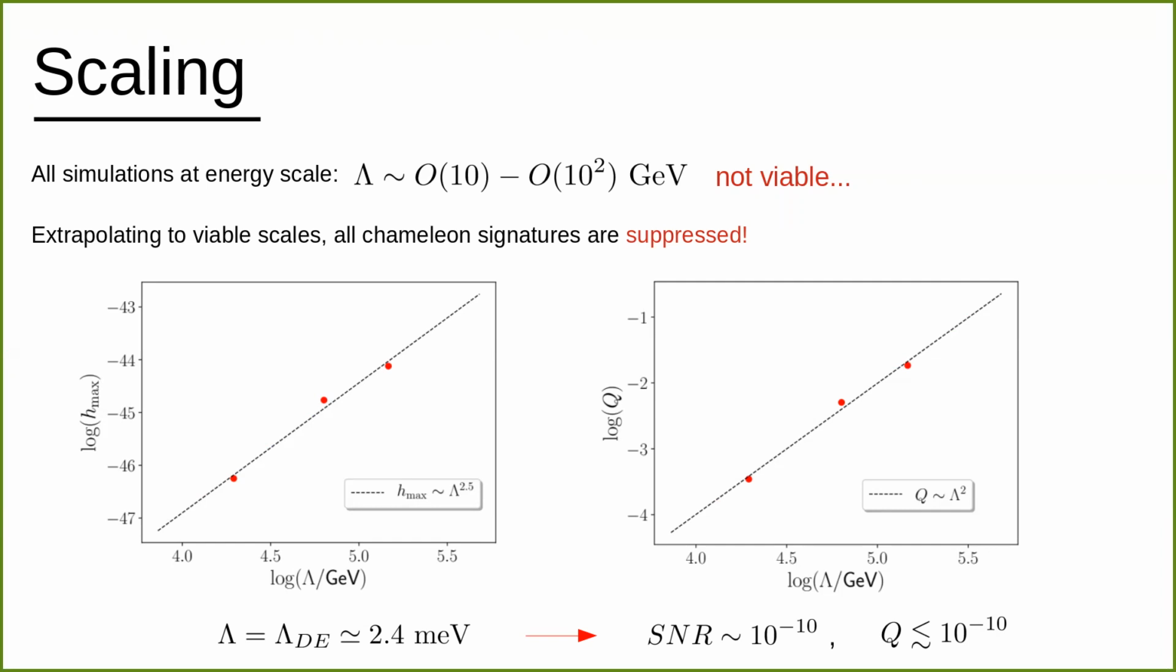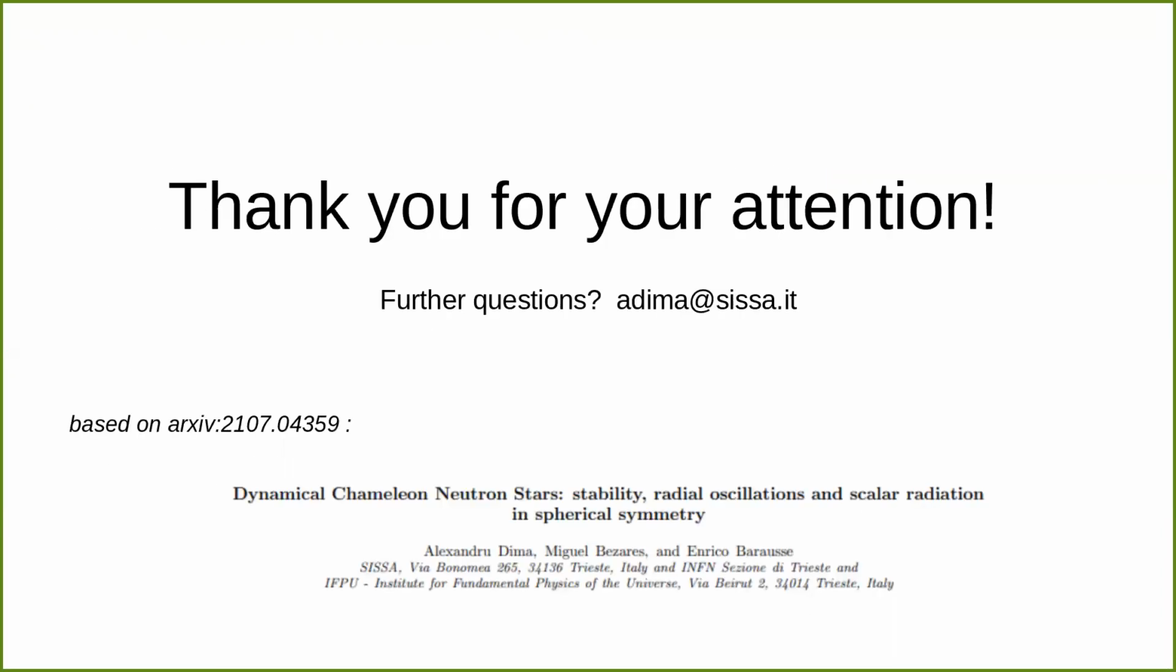that all the deviations from GR are essentially suppressed in the limit of lambda going to the milli electron volt scale.